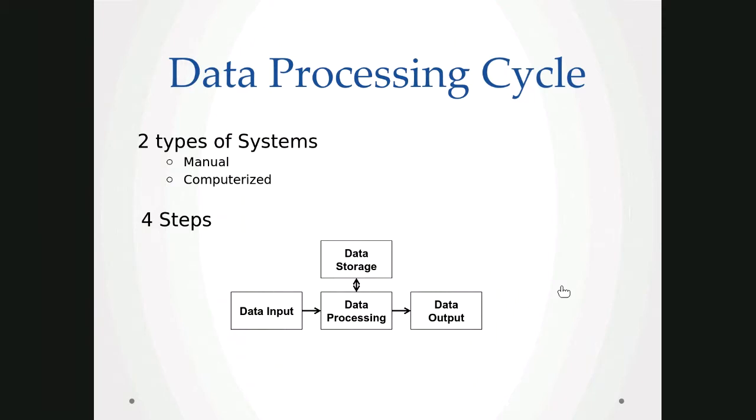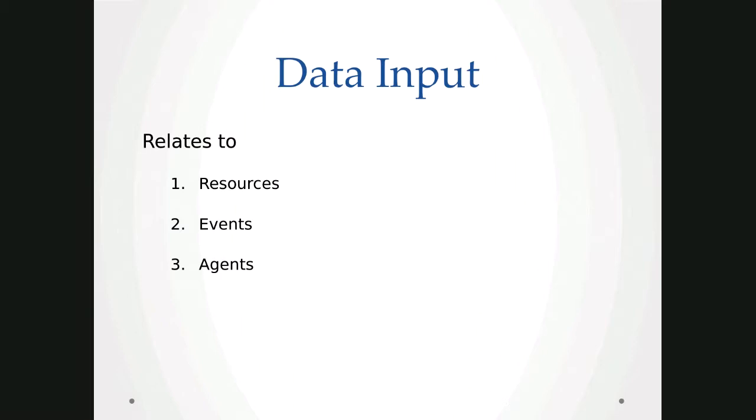We're going to discuss what type of data will come in next, inshallah. So the data that we input relates to three different aspects, as we briefly introduced last week: resources, events, and agents. Can you give me some examples of resources? When I say we input data about resources, some examples of resources. What do we mean when we say resources?